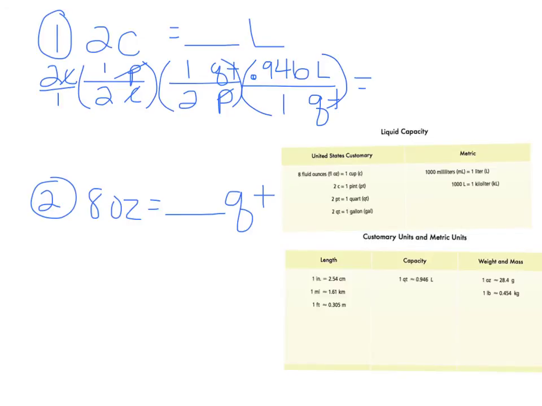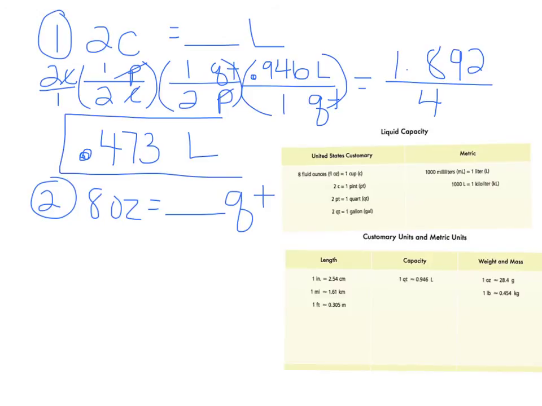So 2 times 0.946 gives you 1.892 over 1 times 2 times 2 times 1, which gives you 4. So 1.892 divided by 4 gives you 0.473 liters. Okay, so 2 cups is 0.473 liters.